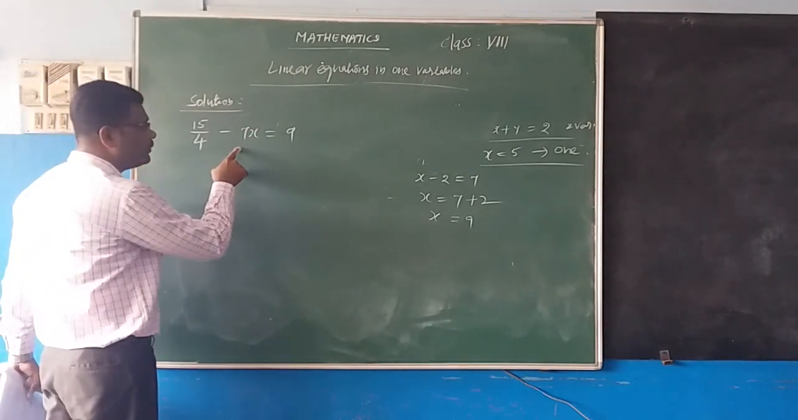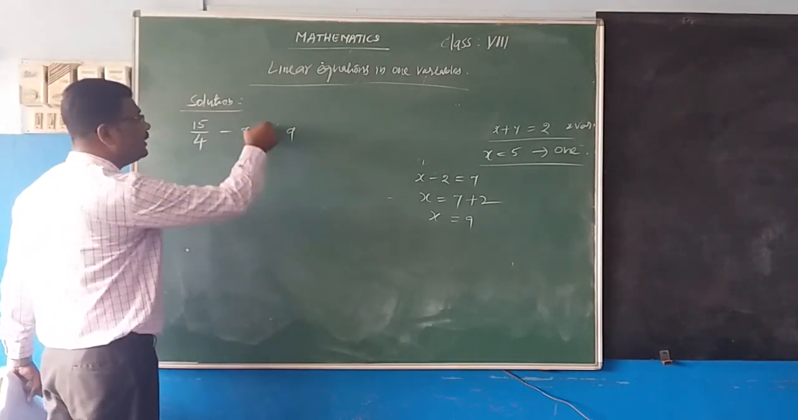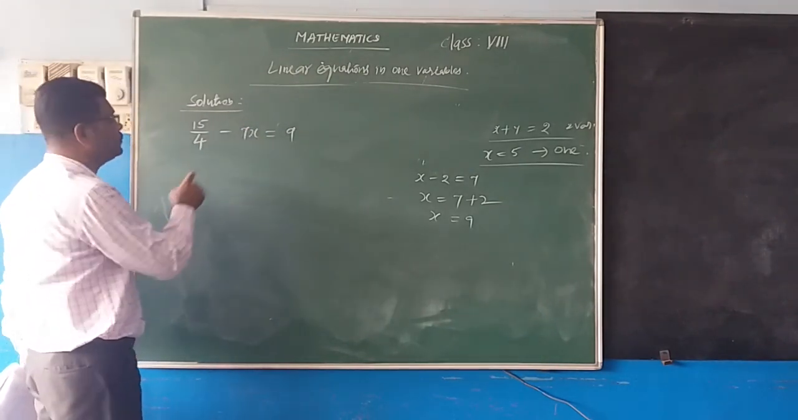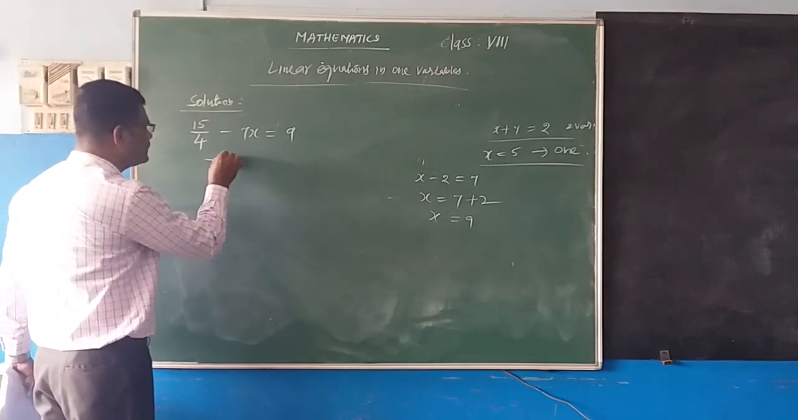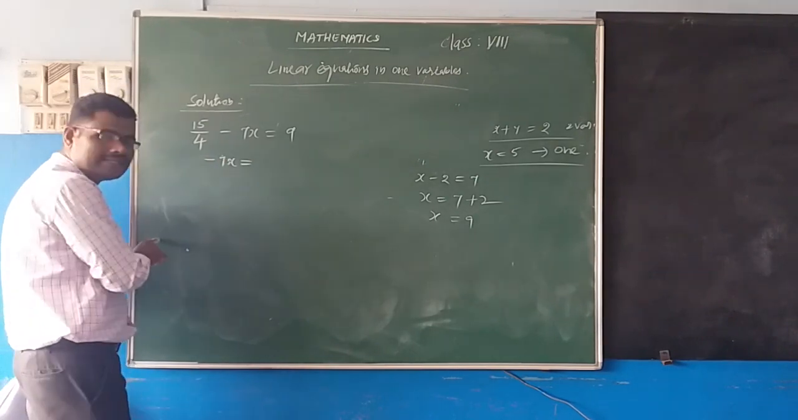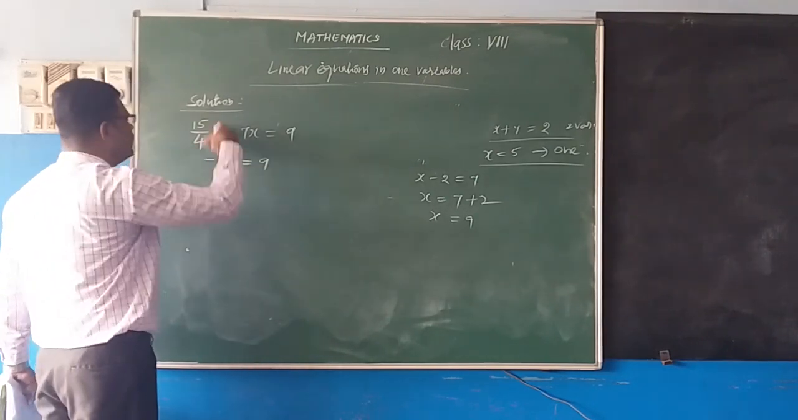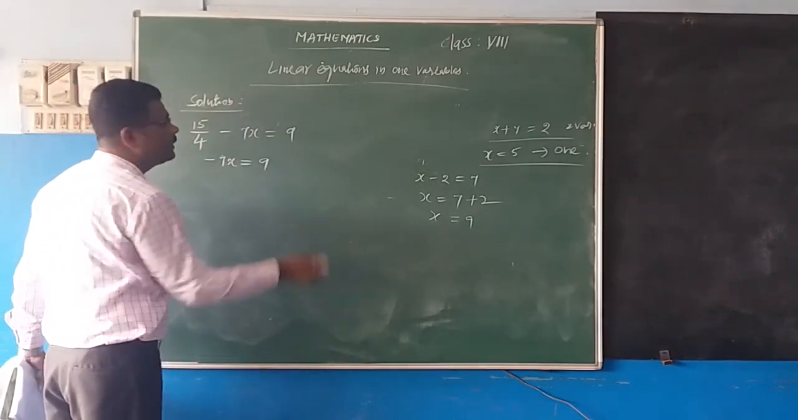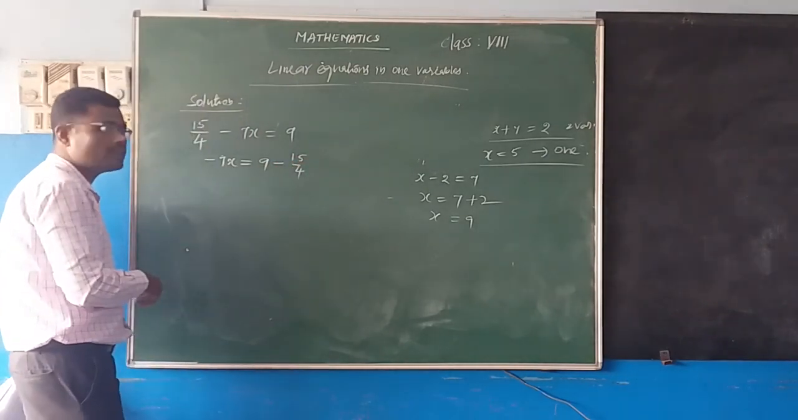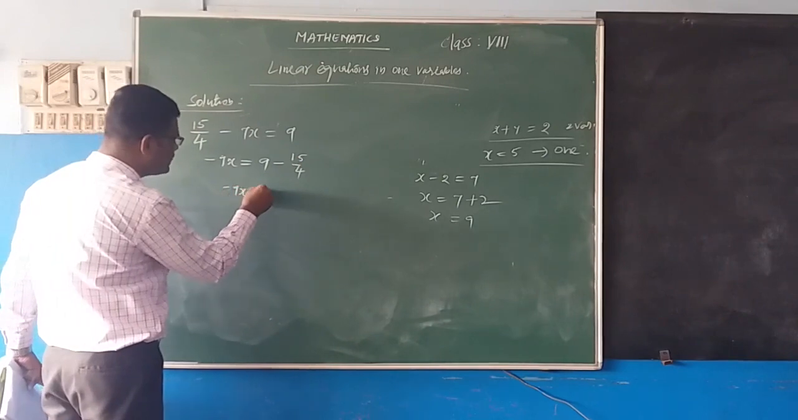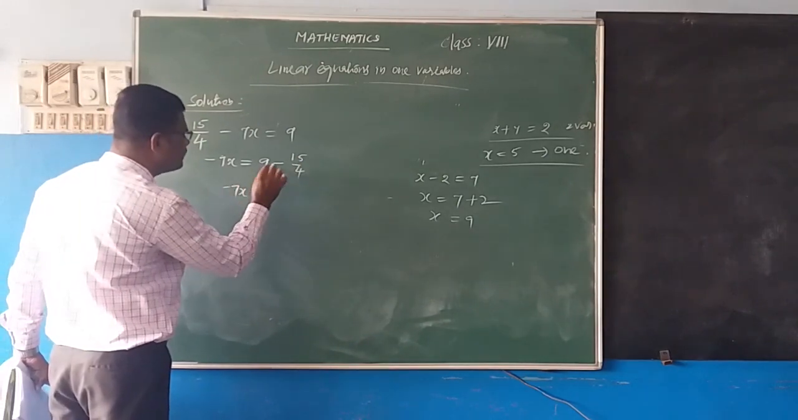So what you need to do? We need to find the value of x, isn't it? So you keep minus 7x as it is, equals 10 as it is, 9 as it is. When this goes that side, it becomes minus 15 by 4, or minus 7x is equal to, how to find this side?